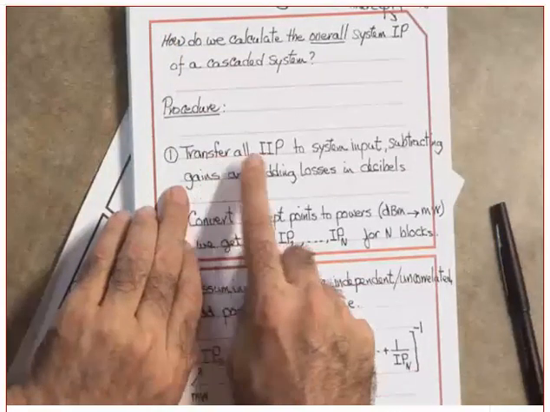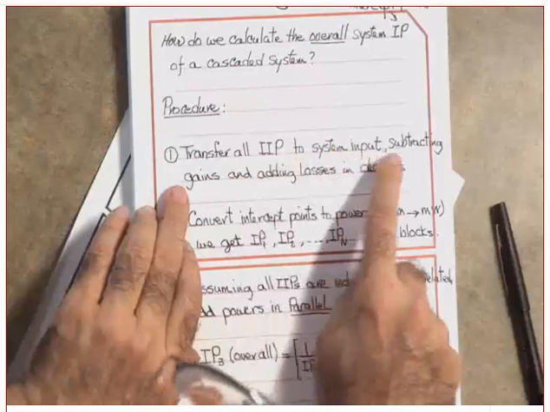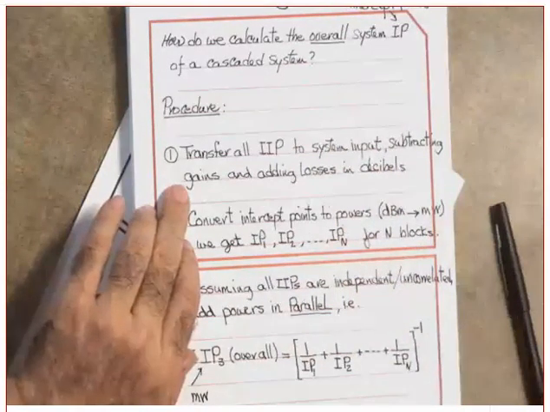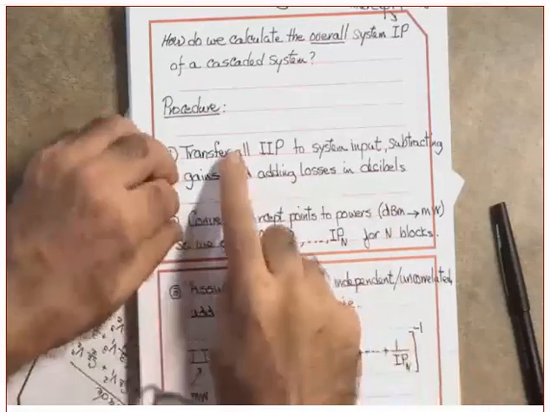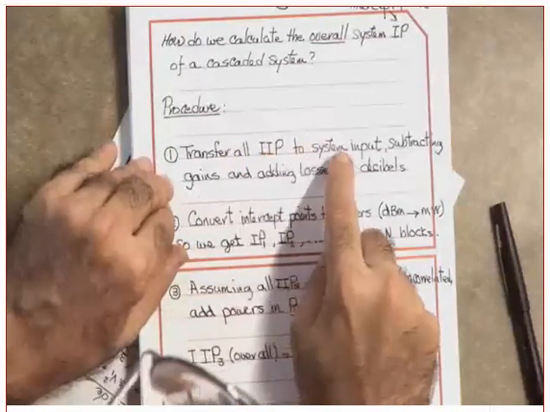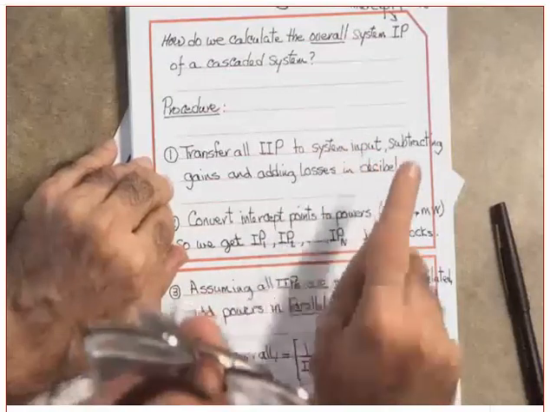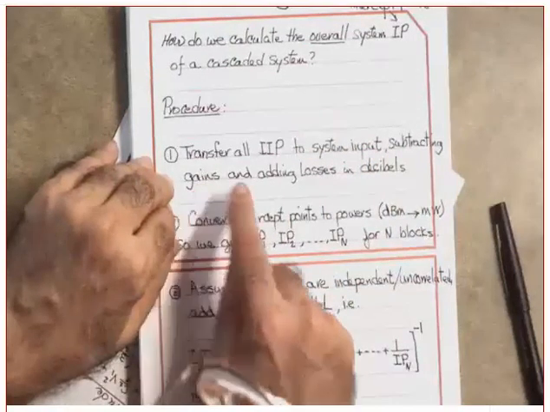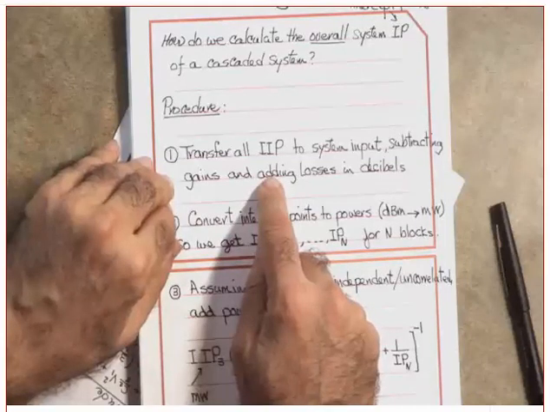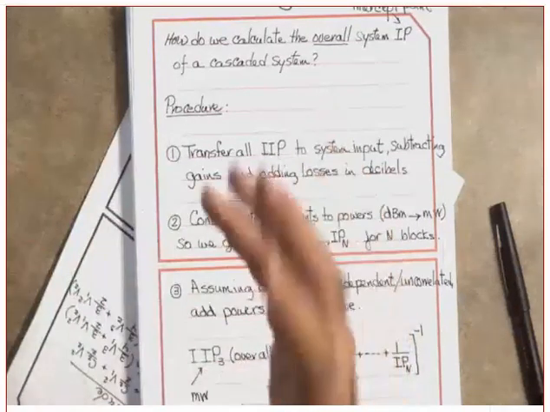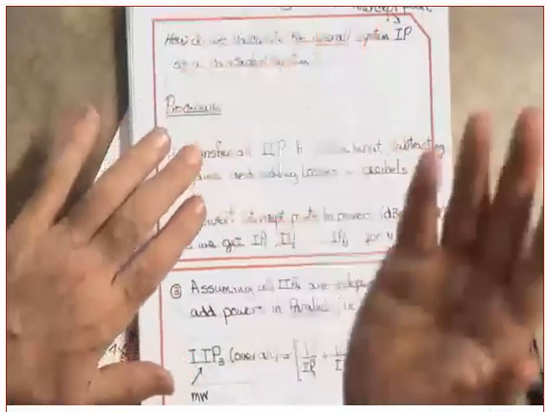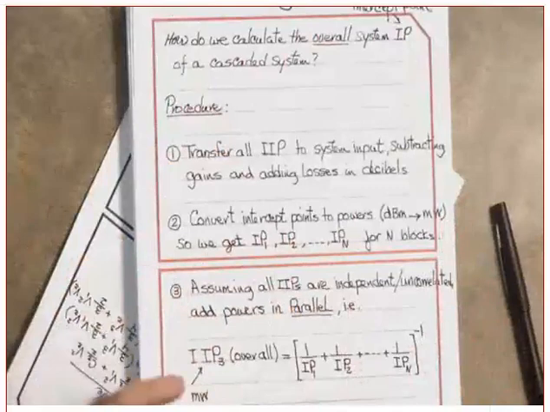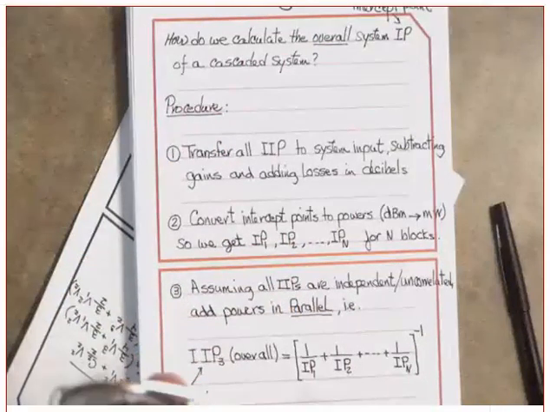Concentrate. Transfer all the IIPs to the system input. By the way, it also applies to the system output. Whichever one you choose, doesn't matter. Clear? Transfer all the IIPs to the system input, but you need to keep track of whether you need to subtract the gains, and you need to add the losses. If the system is an amplifier, you need to subtract the gain. But if the system is an attenuator, you need to add the loss. Do you understand that or not? Yes or no? Okay, good.